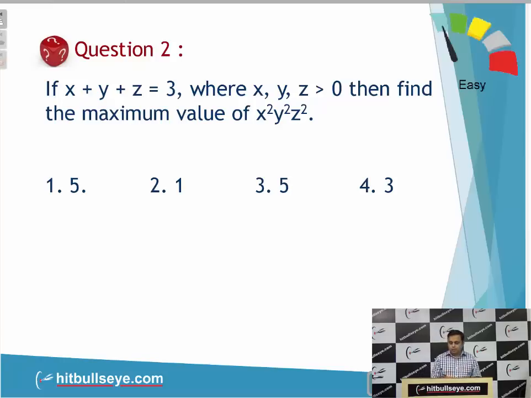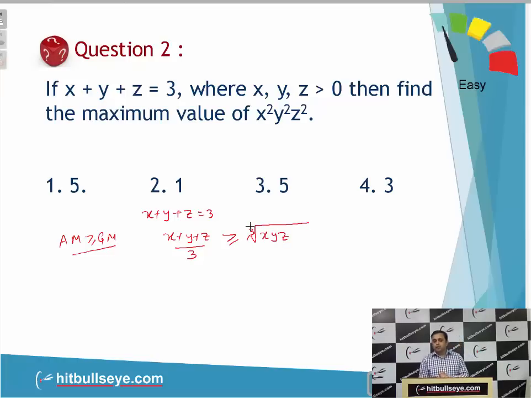Again we have x plus y plus z equal to 3, and we know that for positive real numbers, the arithmetic mean of the numbers is always greater than or equal to their geometric mean. If we apply this result, what we'll find is (x plus y plus z) divided by 3, which is their arithmetic mean, will be greater than or equal to (xyz) whole cube root, which is their geometric mean.